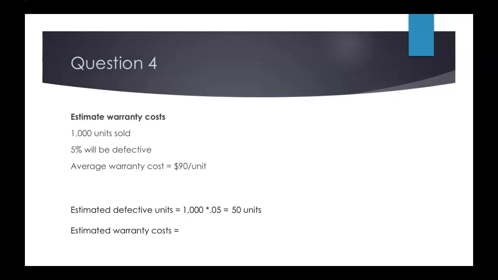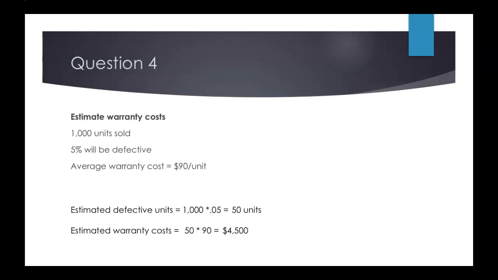So what are our estimated warranty costs? Well, we think 50 units will be defective, and each of those units, on average, will cost us $90. So 50 times 90, and you'll see that your estimated warranty costs are $4,500.